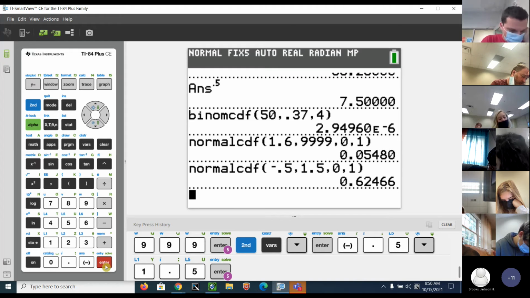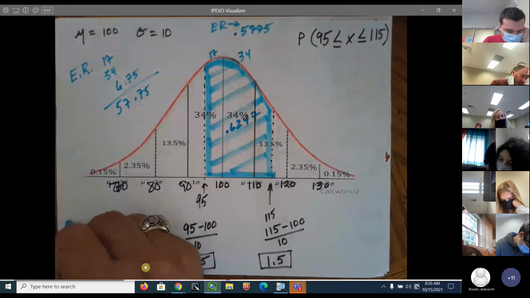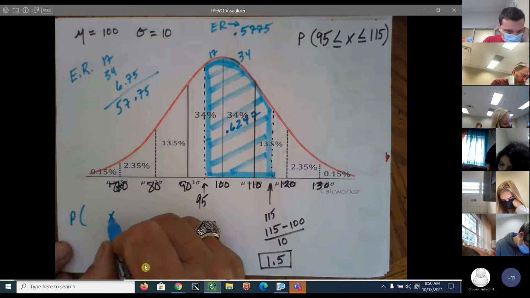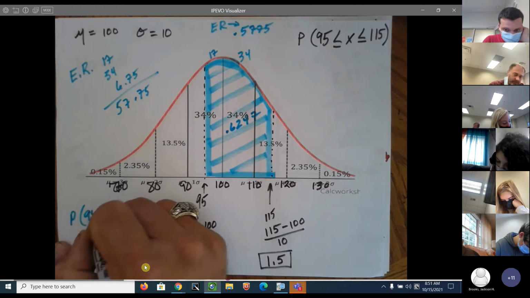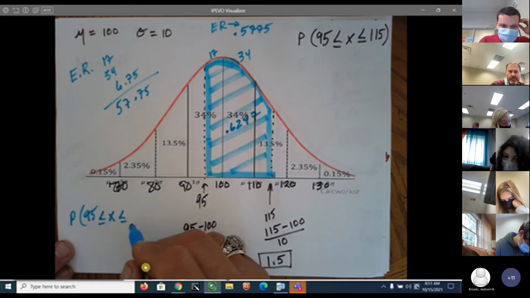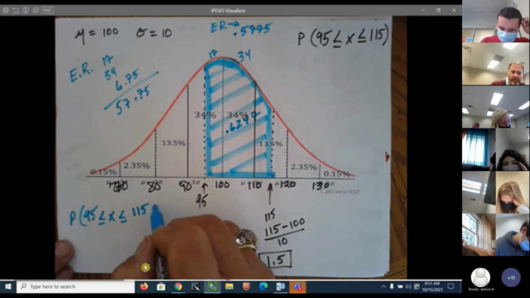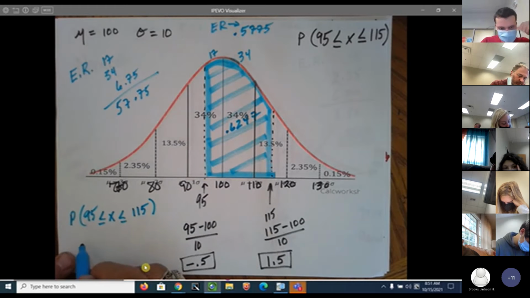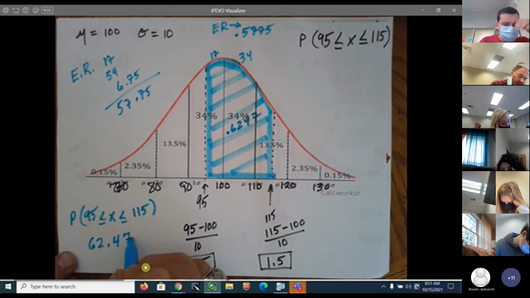0.6247. So the probability of our score being between 95, let's say these are IQ scores. What's the probability with this given information that your IQ score is going to be between 95 and 115? Well, you've got a 62% chance of falling into that category.